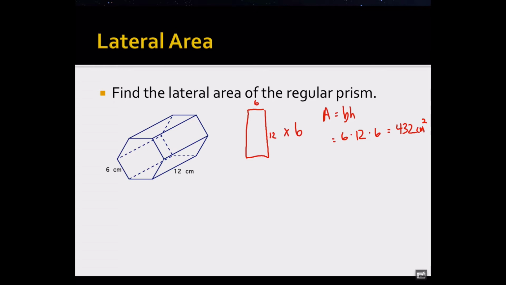Pretty easy. If you use the other technique though, you have to change the formula. So the formula was 2B plus PH. In this case, we're just looking for the lateral area, so what part of that formula would we get rid of? 2B, or not 2B? That is the question. So we're going to use the perimeter, which is 36. 36 times the height, which is 12, and I'm guessing that 36 times 12 is 432.